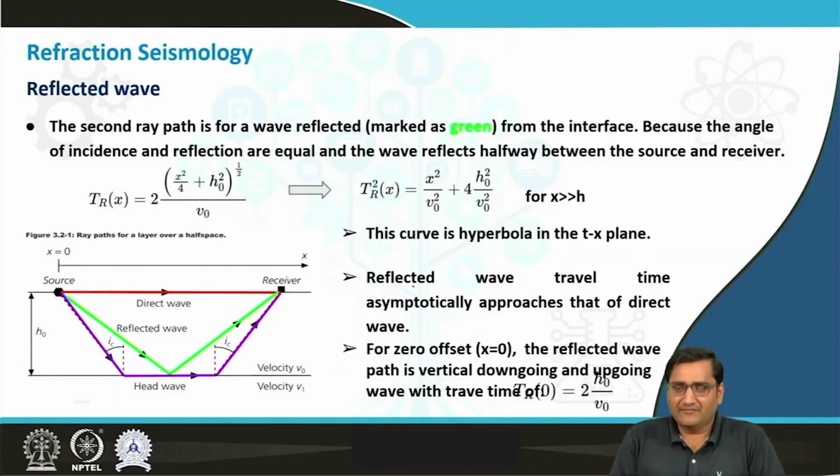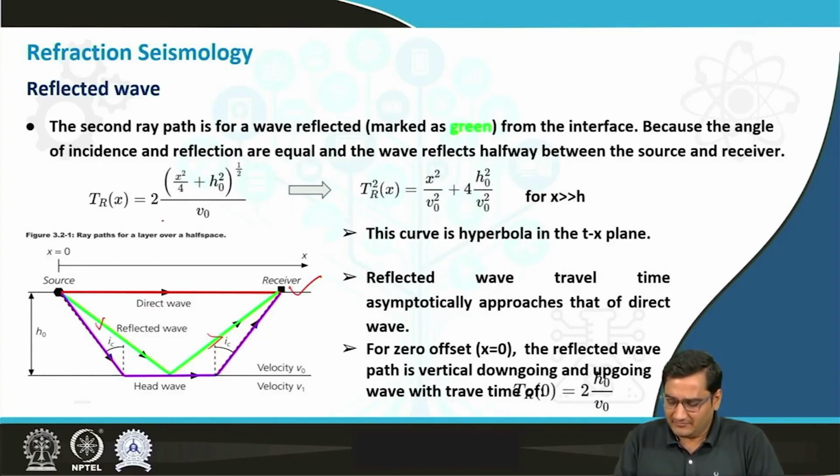Now the second wave that we should talk about is the reflected wave, which is indicated by the green line. This is the wave which is reflected from the interface and then recorded at the receiver here. Because the angles of incidence and reflection are equal, the reflection point will be halfway between the source and the receiver. That means the reflection will be halfway between the source and the receiver.